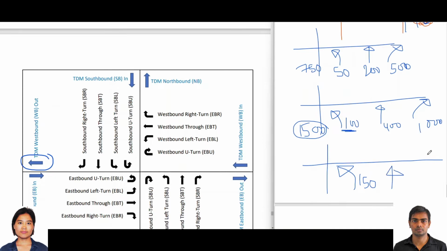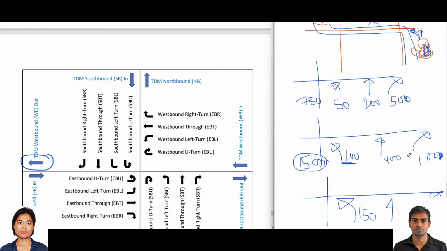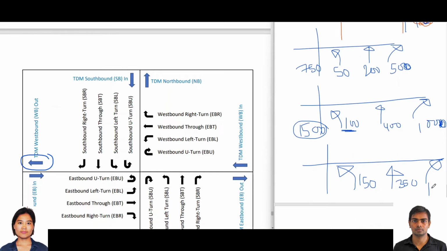And then this is 100. And this one may be only 350. And this one may be 100. Sorry, this was 500. So this is 1000. So let's say this is 1000.